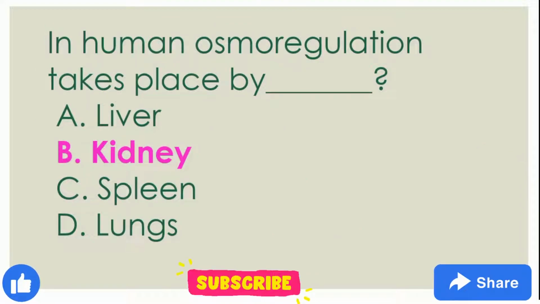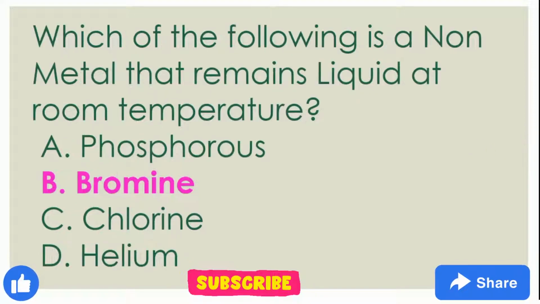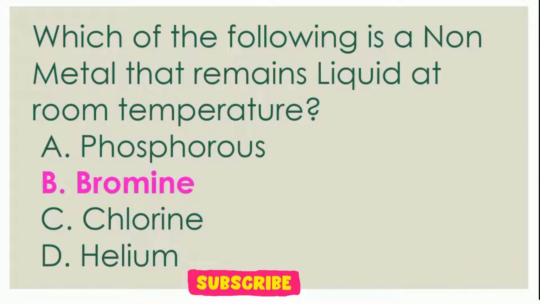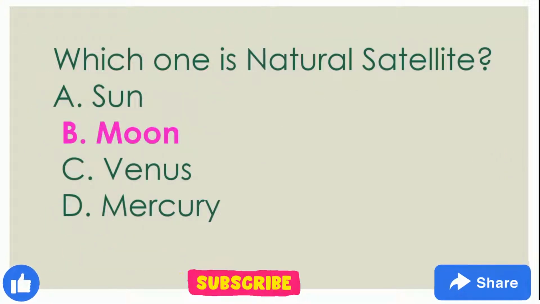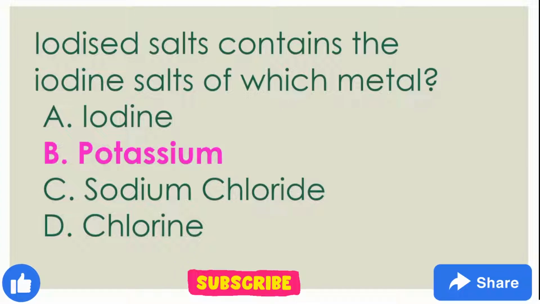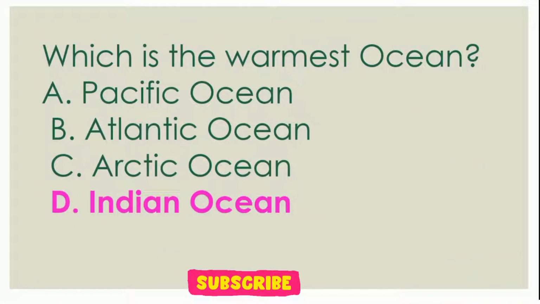In human, osmoregulation takes place by kidney. Which of the following is a non-metal that remains liquid at room temperature? Bromine. Which one is natural satellite? Moon. Iodized salts contain the iodine salt of which metal? Potassium. Which is the warmest ocean? Indian Ocean.